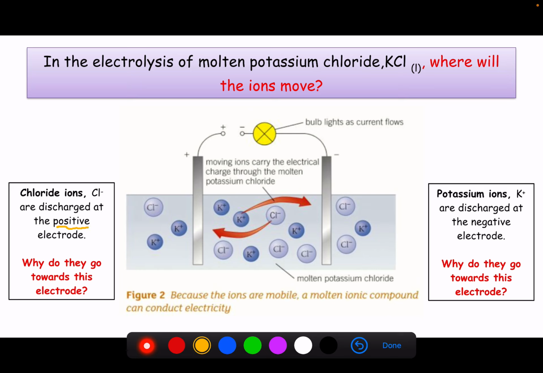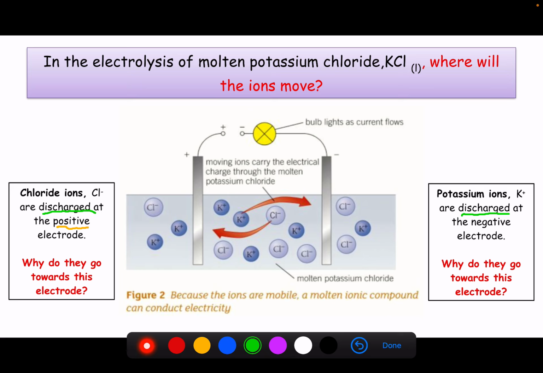Now, I'm using a couple of new words here, okay? So I'm using this word discharged. All that means is they have the charge removed, okay? So, for example, the chloride ions, when they get to the positive electrode, they'll lose those electrons that give them their negative charge, so they become uncharged atoms again.